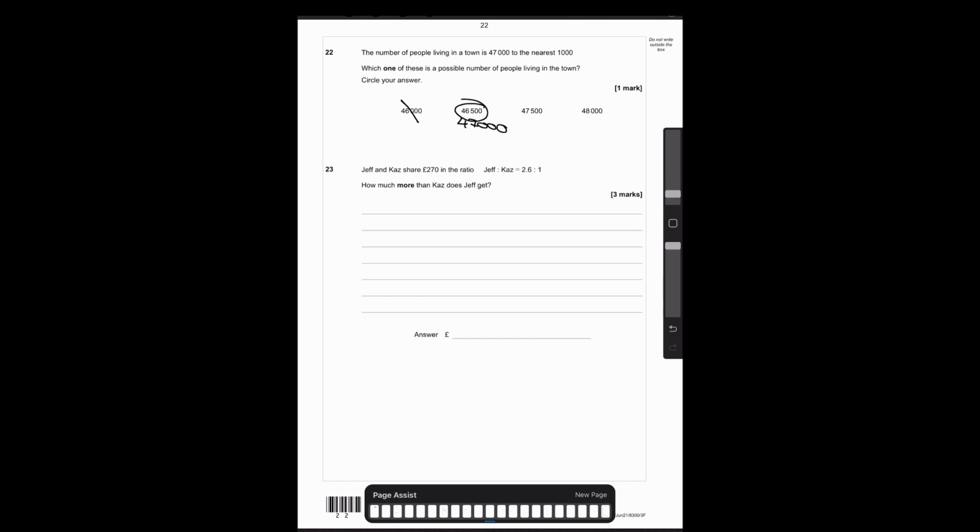Question 23 says Jeff and Kaz share 270 pounds in the ratio 2.6 to 1. How much more does Kaz get than Jeff? In order to work out who gets what, first we need to work out what 1 unit is. We have a total of 3.6. So 270 divided by 3.6 equals 75. That means each unit is worth 75. Kaz gets 1.6 units more than Jeff. So we can do 75 times 1.6, which equals 120, so Kaz gets 120 pounds more.